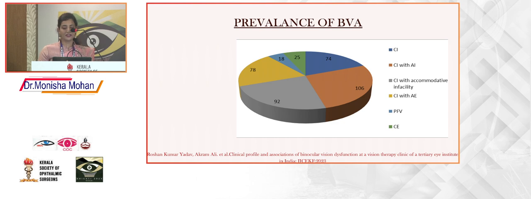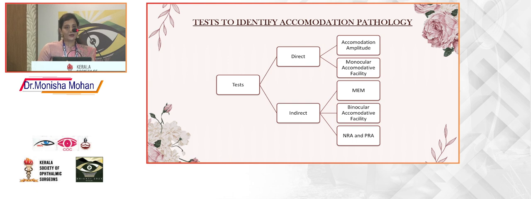So look at this prevalence. As you can see, it's predominantly the convergence issues that are noted. Amongst the accommodation anomalies, it is the insufficiency, and amongst the both, again, it is the convergence insufficiency and the accommodation insufficiency that is predominantly seen. So like I mentioned, it's the battery of tests that is very important to identify.